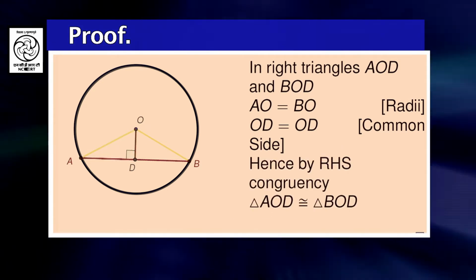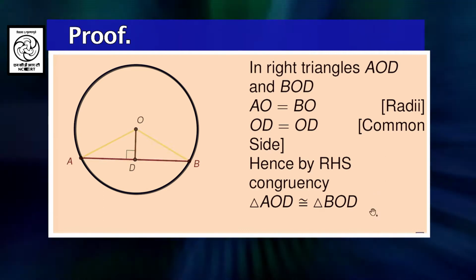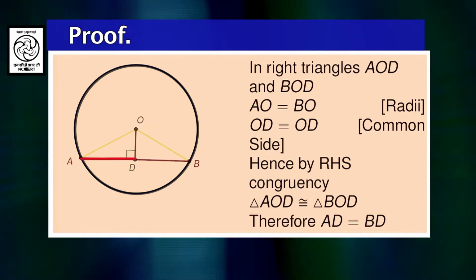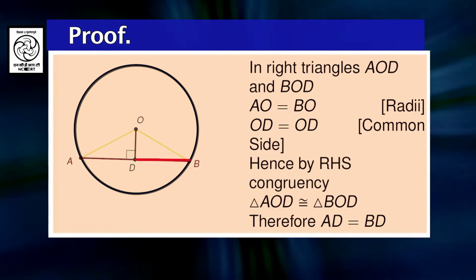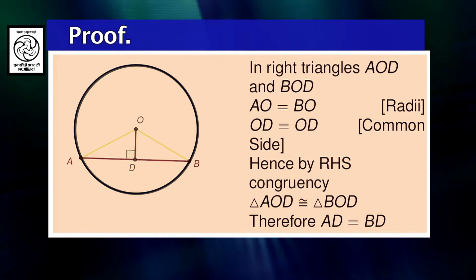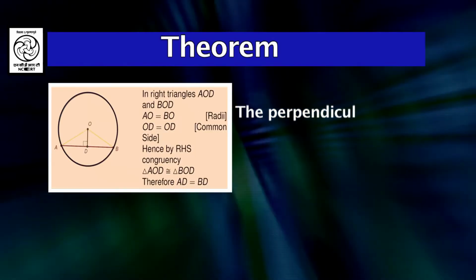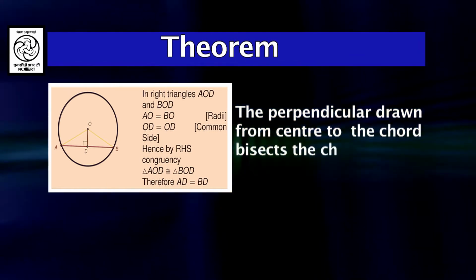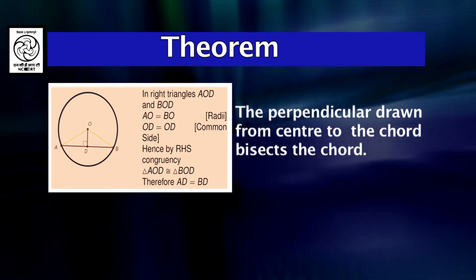So, we have triangle AOD congruent to triangle BOD. Therefore, we have AD equal to BD by CPCT. So, we have proved the theorem that a perpendicular drawn from the center to the chord bisects the chord. Now, what about the converse of this theorem? Is the line joining the midpoint of a chord to the center perpendicular to the chord?